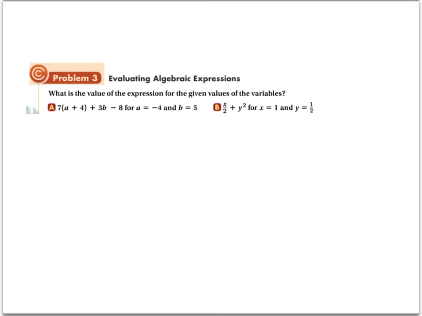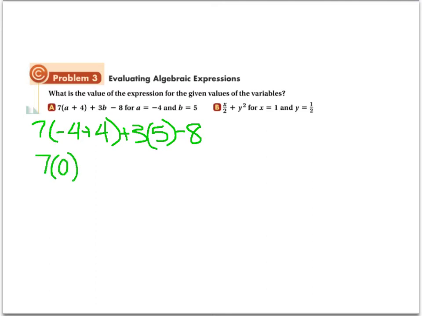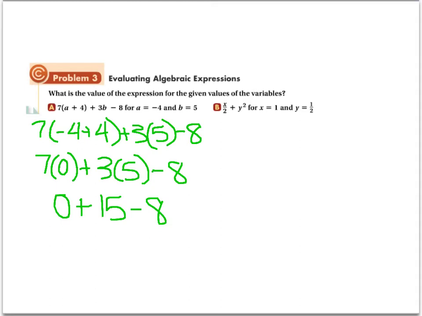Now this is where the actual evaluating comes in. Whenever we put in our numbers and then we get an answer. So as you can see, in example A, we're given that A is -4 and B is 5. So just plug those into your equation. That -4 plus 4, we know that equals 0 because of what property from yesterday's lesson? What property talks about adding the opposite and getting 0? Christy? Very good. So we have 0 plus 15 minus 8, and we can evaluate this to get 7.